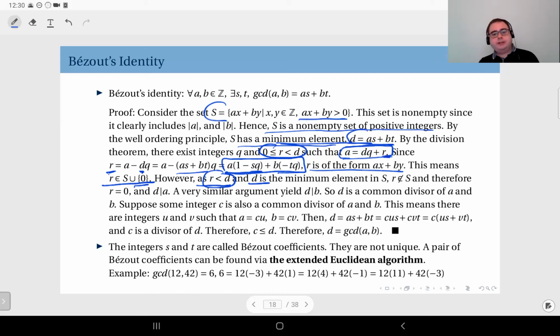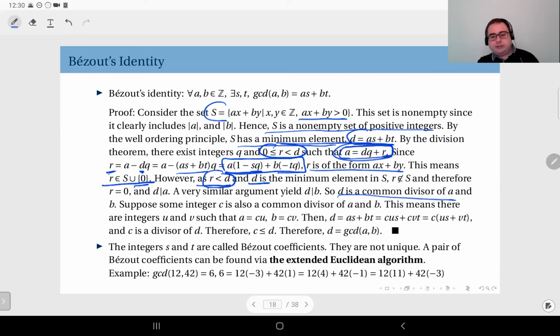Now, if you apply the same argument to B, when you divide D by B, if you write something like this in between the relationship between B and D, you will arrive at the same conclusion that D is also a factor of B, which means D is a common factor of A and B, right? D is a common divisor of A and B.